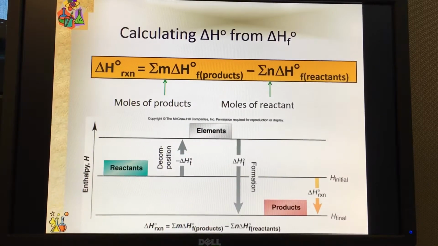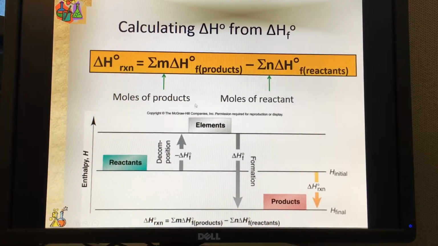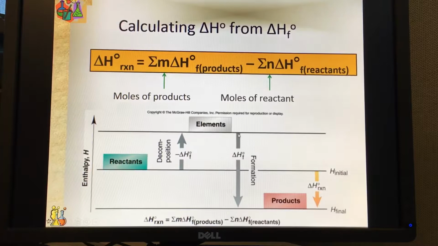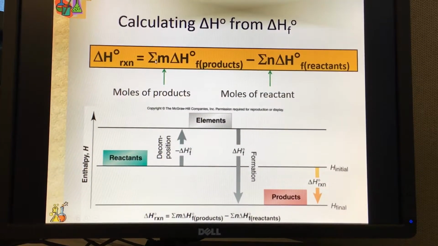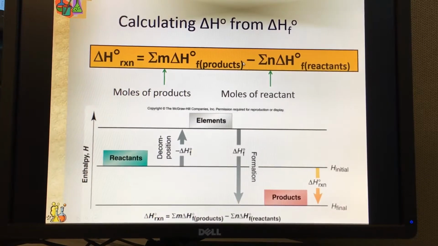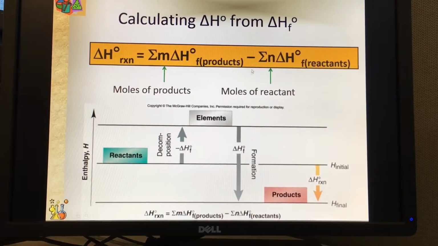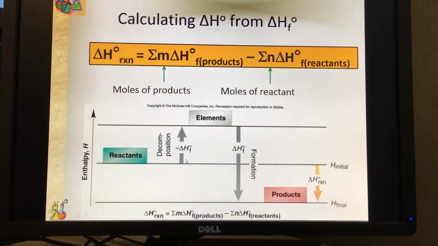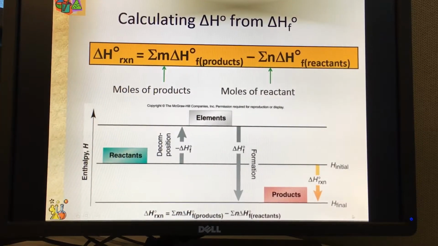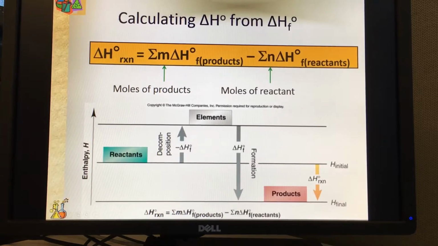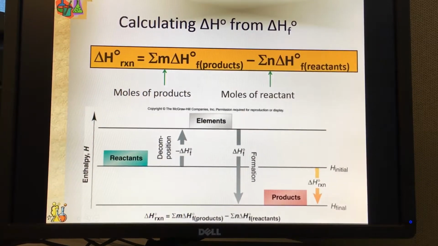Here's that graphic one more time. So the formation of our products from the pure elements is always going to be positive, which is why we're summing up positive numbers. And we're subtracting or adding negative values because we're breaking down or decomposing our reactants. The overall enthalpy of our reaction is breaking down the reactants into its pure elements and then forming them together into their products.